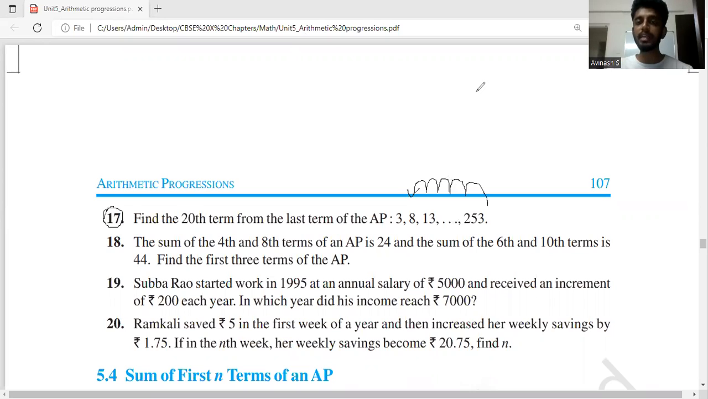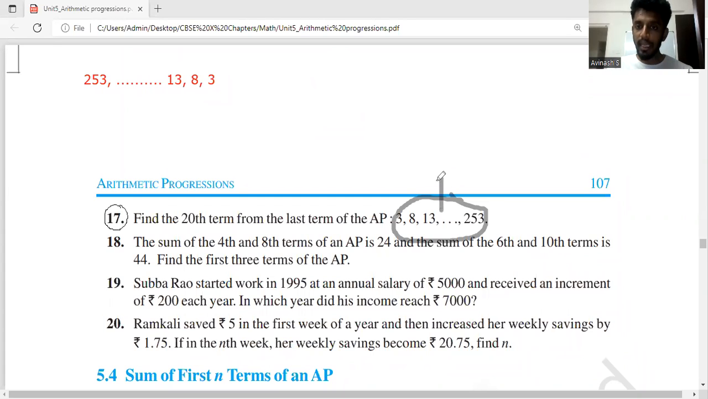So it's quite easy when we reverse this. What I'm going to do is reverse the AP. I'm going to take 253 as the first term and completely reverse this: 13, 8 and 3. If you look at what I've done, I have completely changed the order of this AP. They have given 3, 8 and so on till 253. I'm writing it in the reverse order, which is 253 and so on till 13, 8 and 3. They have given it in increasing order. I'm making it the opposite, decreasing order.